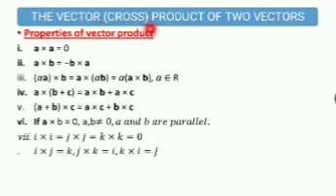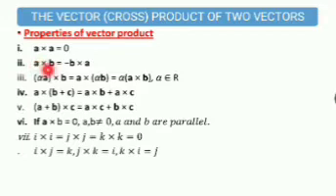The vector cross product of two vectors. Now, properties of vector products. Number one, A cross A is equal to 0. Now, if it is dot product, A dot A is equal to modulus of A squared. But here, A cross A is equal to 0.